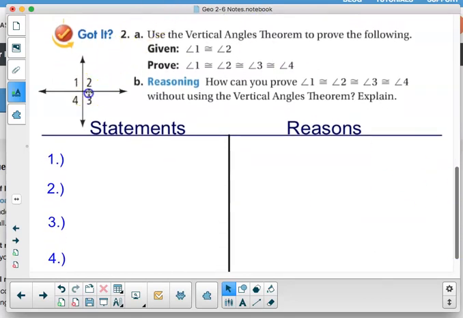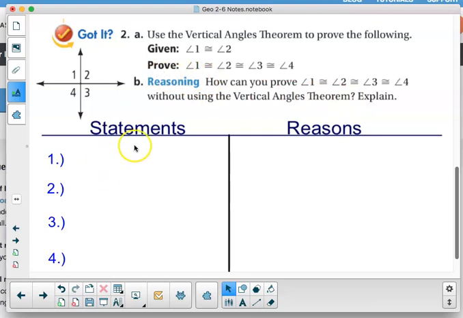Now, here I'm looking at this again. Okay, we're going to use the vertical angles theorem to prove the following: that 1 and 2 are congruent, are given, and we're going to prove that 1, 2, 3, and 4 are congruent. Now, how can we prove those? Well, we won't really talk about this yet. We're going to look at B in a second.